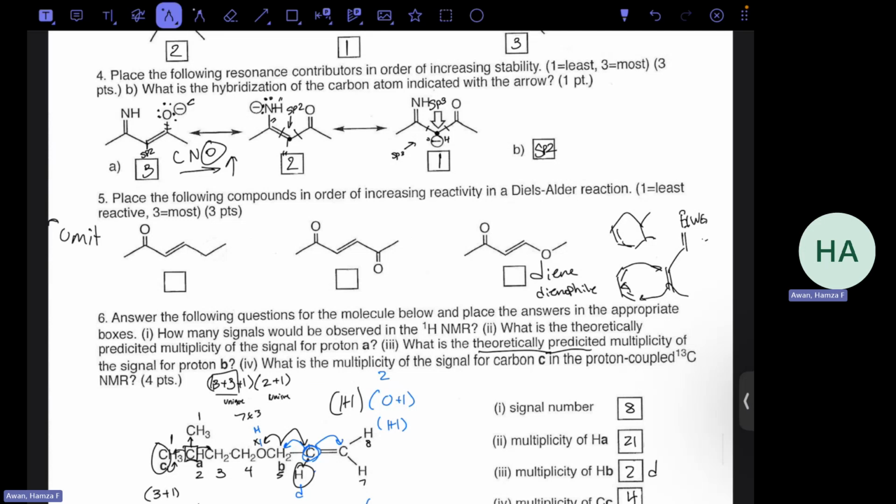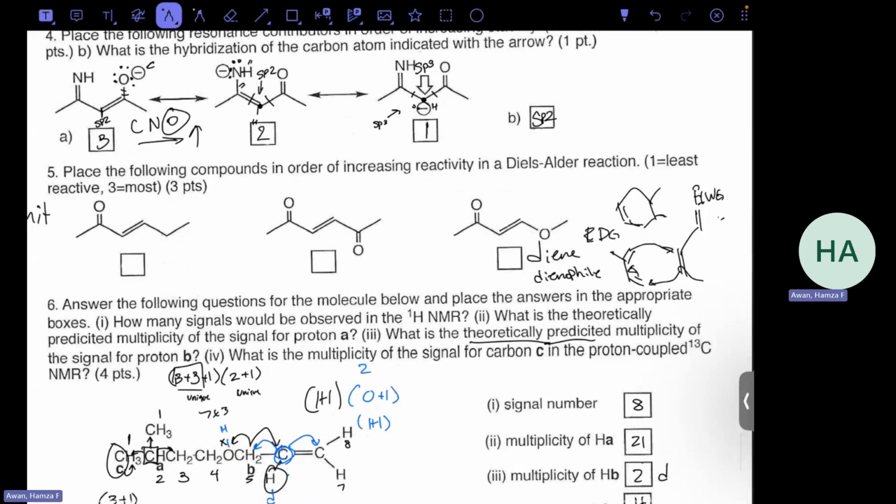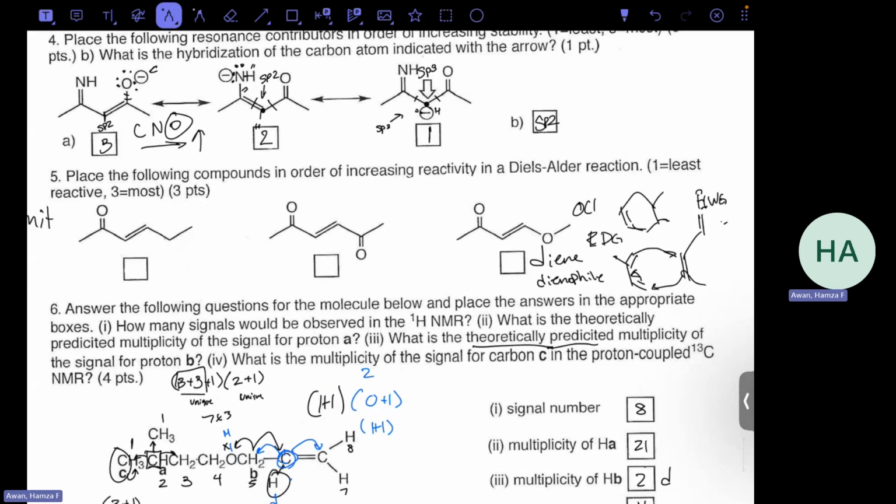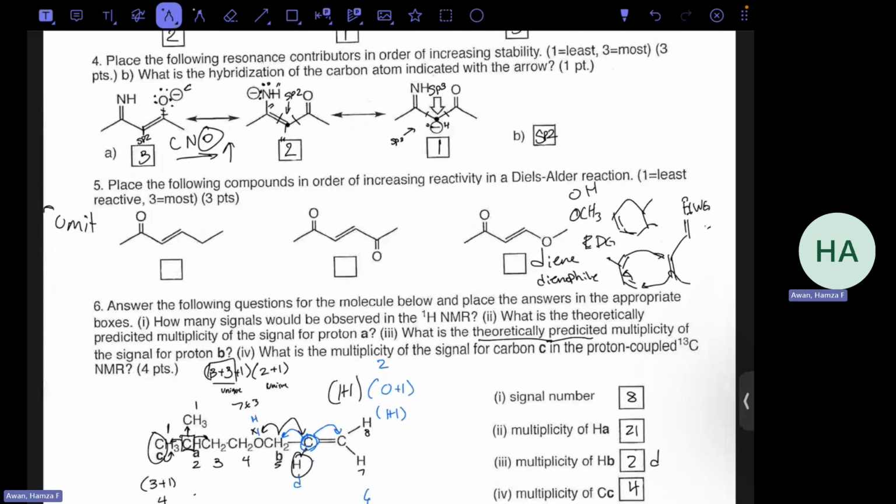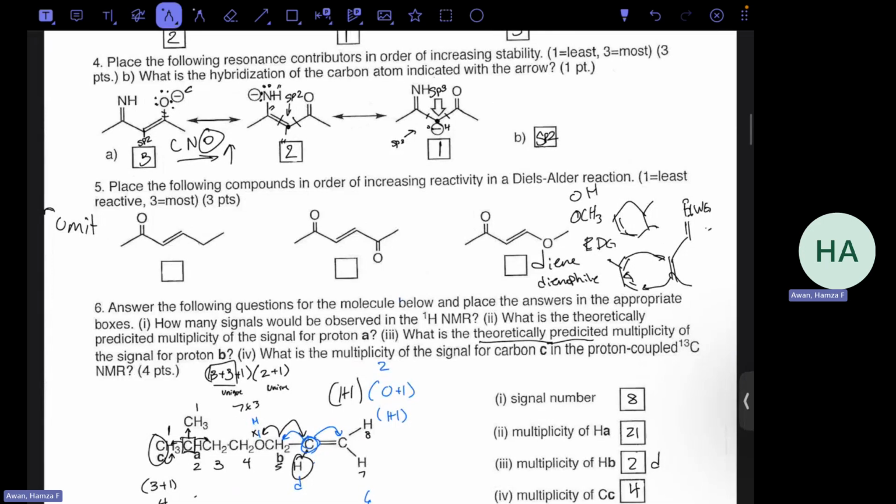Versus a diene is going to want electron donating groups, right? And so these electron donating groups are likely going to be OCH3s, our ethers, our alcohols. These are going to be our electron donating groups, right? So our dienophile is what we're looking at. It's asking us to place the following compounds in order of increasing reactivity in a Diels-Alder reaction.